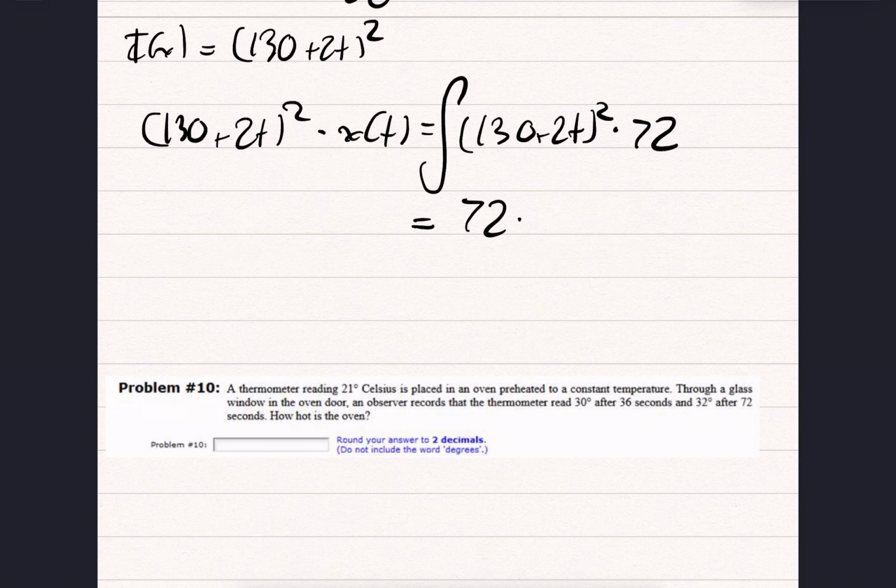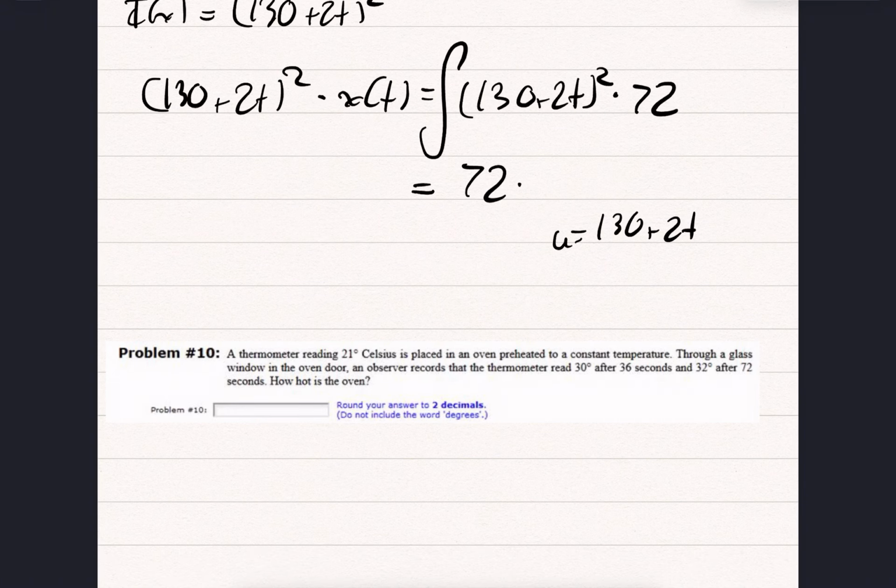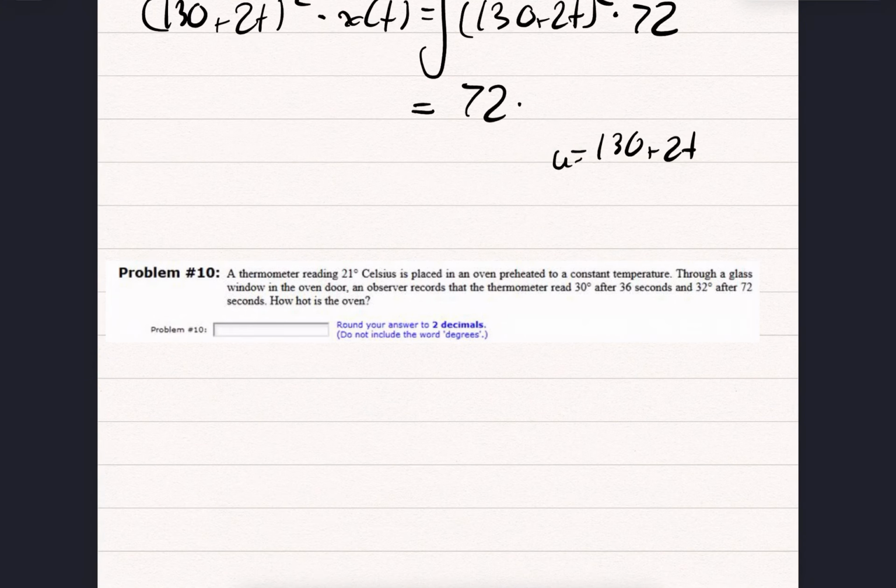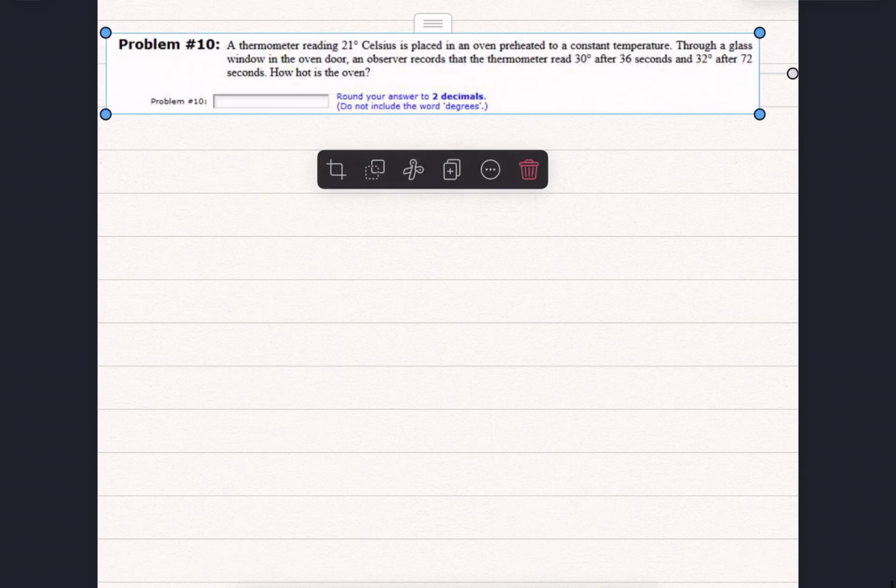If we sub our u in, I have another page where I did that. We sub our u in as u equals 130 plus 2t. We're going to get u squared, okay? And I'm not going to keep that there because I can keep it there and just move this down.